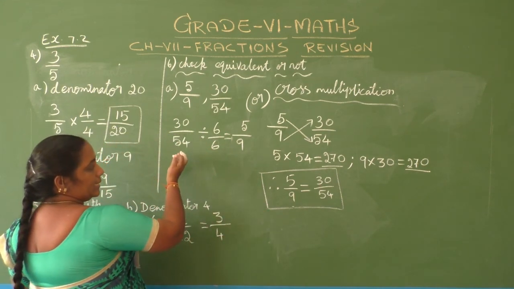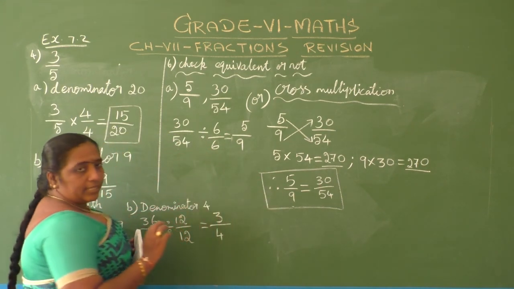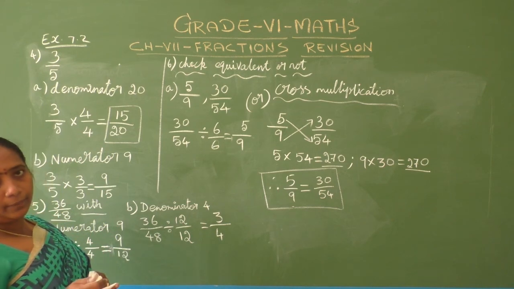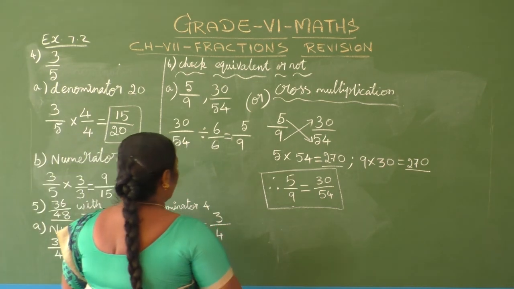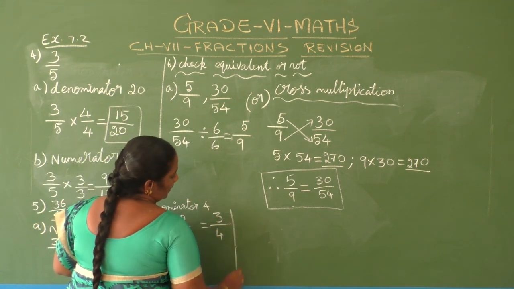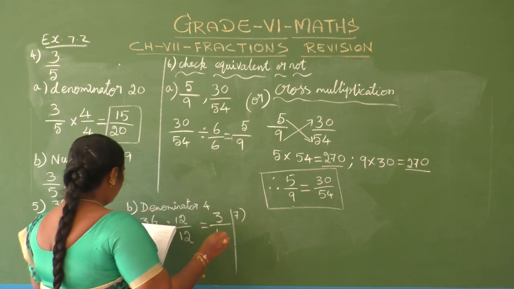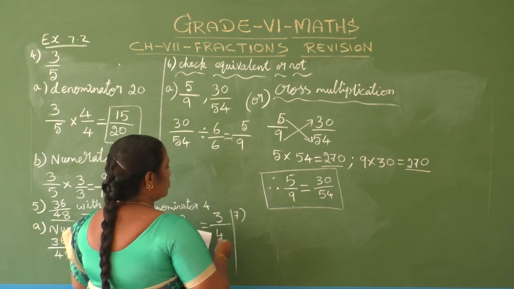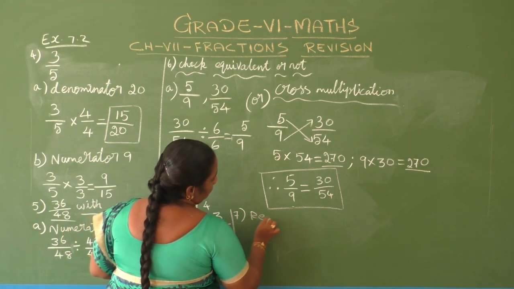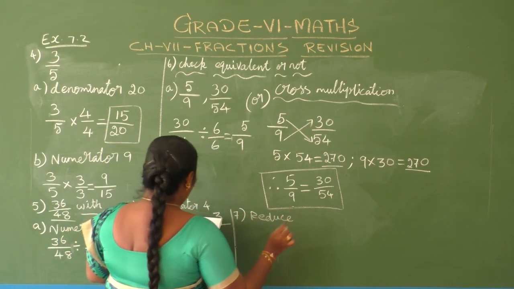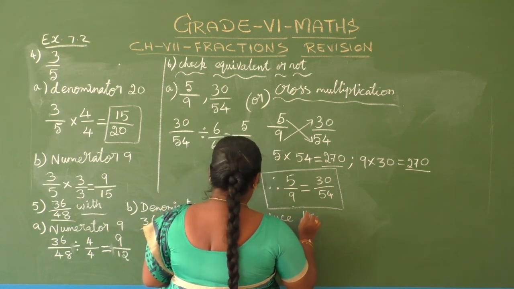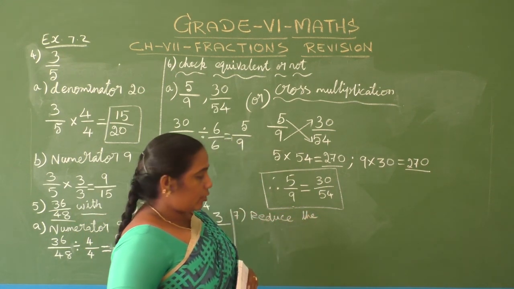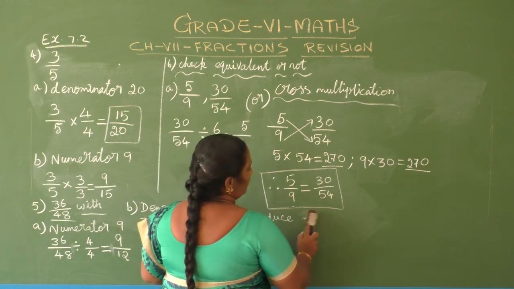You can utilize this method or this method. That is your wish. Both are same only. Right? Then we go to the next Roman. The next Roman is the 7th Roman. Reduce the fractions to simplest form. Always write in the short form. Reduce to simplest form.